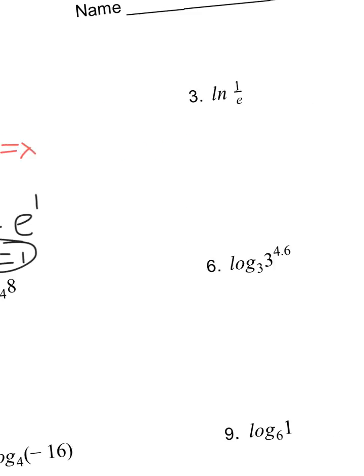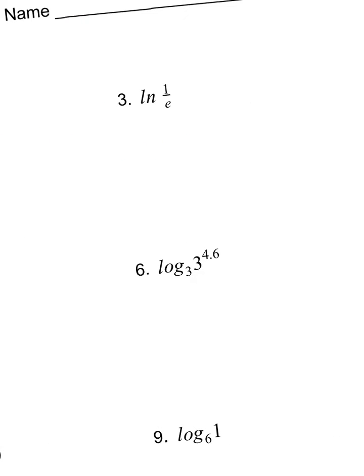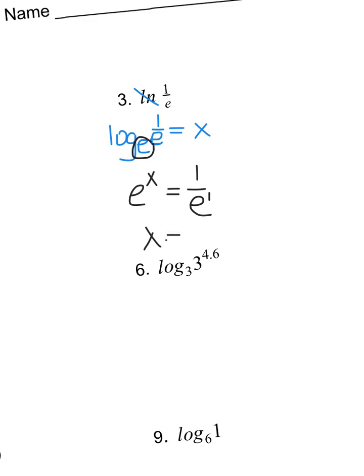And number 3, this time natural log of 1 over e. I know natural log is the same thing as log base e. This is of 1 over e equals x. So I can circle the base e. e to the x is equal to 1 over e. To get a fraction somehow, that exponent is going to need to be negative. To get 1 over e, there's really an exponent of 1 on that e, so x would have to be negative 1. And that's your answer for number 3.